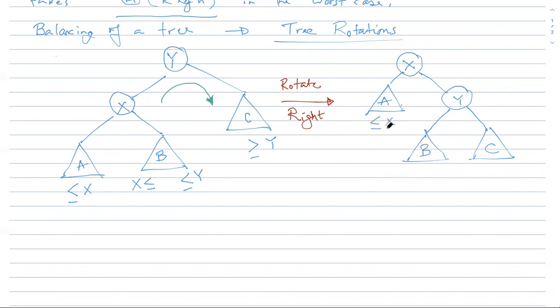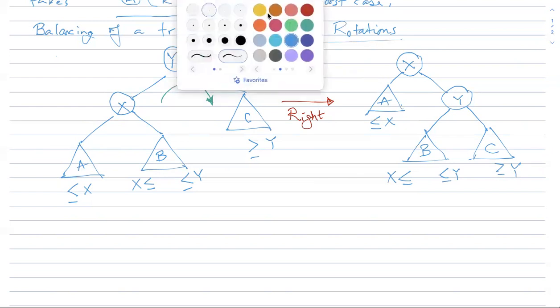This is less than or equal to X. This is greater than or equal to X because it's on the right side. This is less than or equal to Y, and this is greater than or equal to Y. Therefore, upon rotation, you can see that there is no difference that got created.